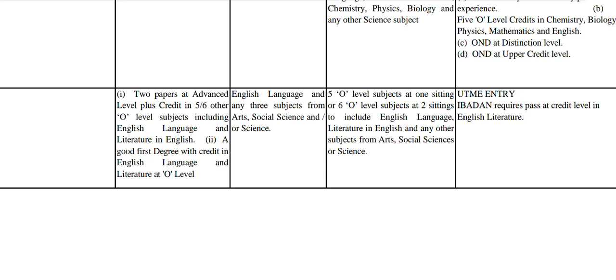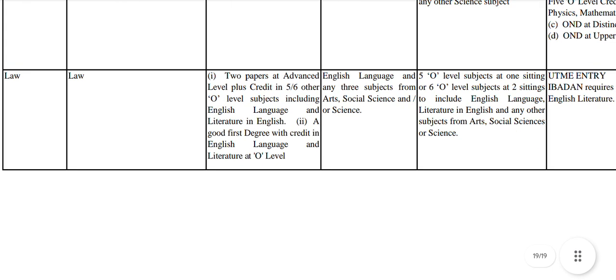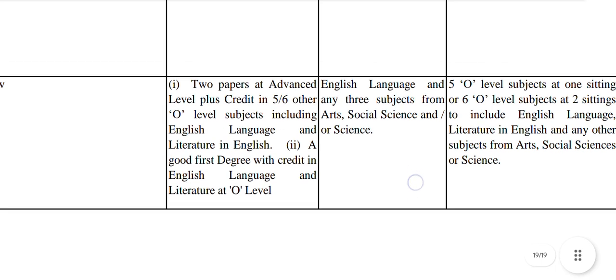So I said that you might have biology, physics, chemistry, English, and literature. That's 5 subjects if you're applying for law. So that means you can have English language, literature in English, and any other 3 relevant subjects from arts, social sciences, or science. Or you can use 2 sittings including English language, literature, and any other 4 subjects from arts, social sciences, or science. So that's very liberal. So you must have that O-level requirement.